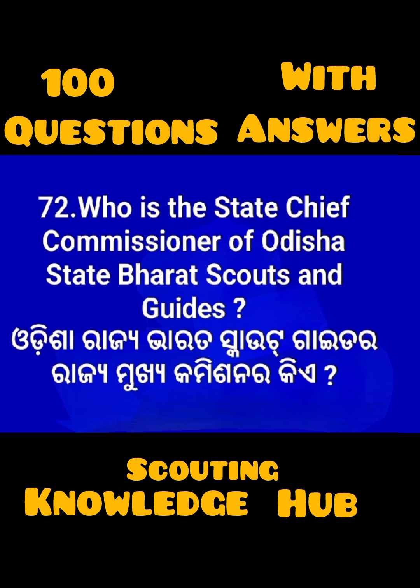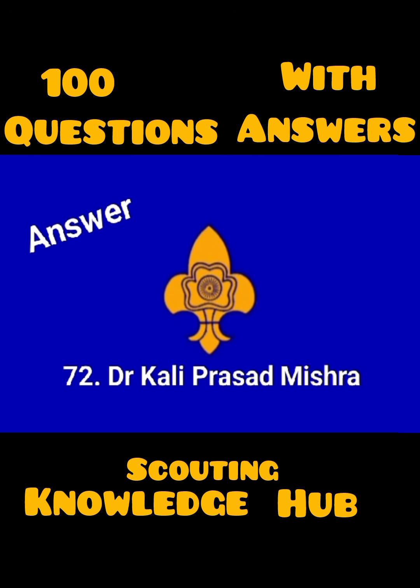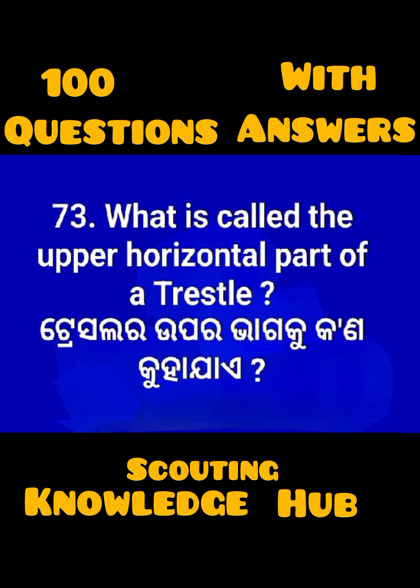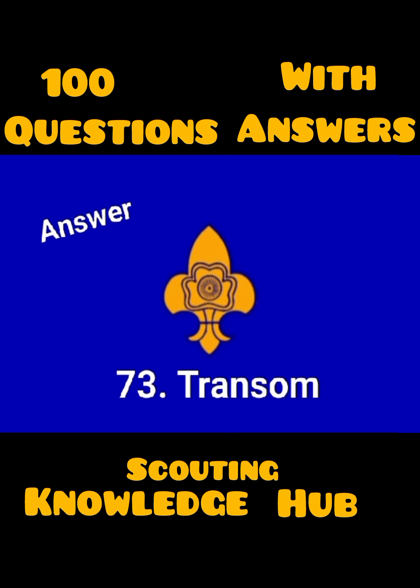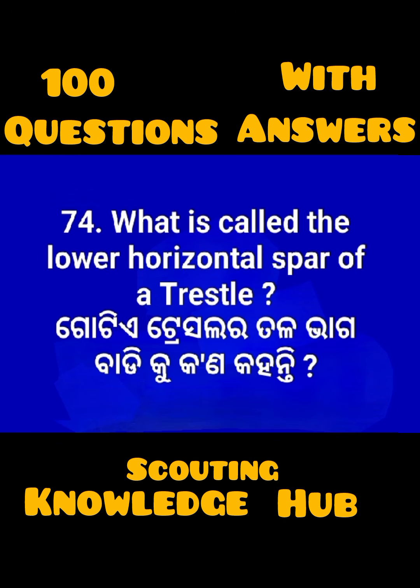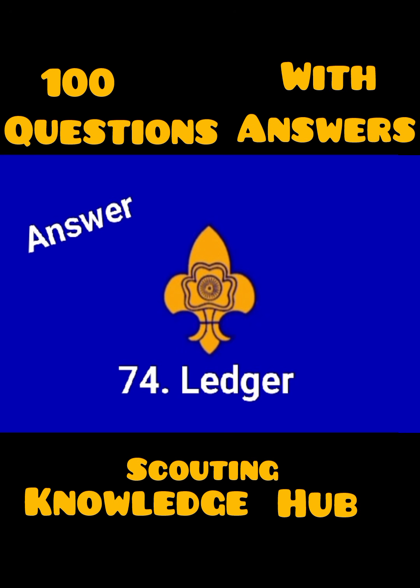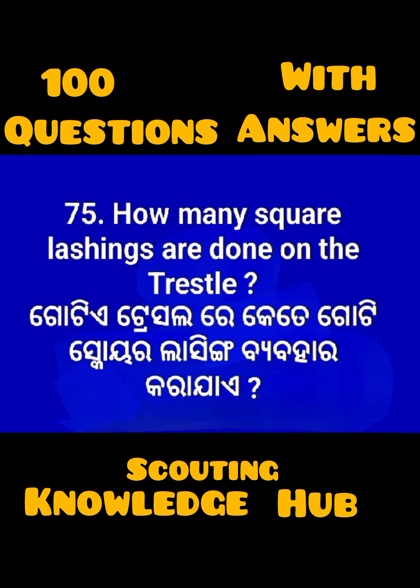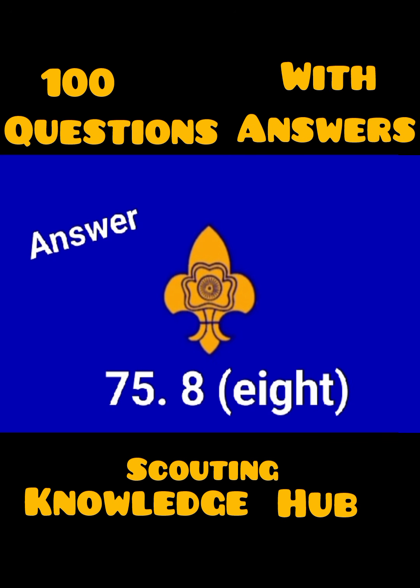Who is the state chief commissioner of Odisha State Bharat Scouts and Guides? Dr. Kali Prasad Misra. What is called the upper horizontal part of a trestle? Transom. What is called the lower horizontal spar of a trestle? Ledger. How many square lashings are done on the trestle? 8.